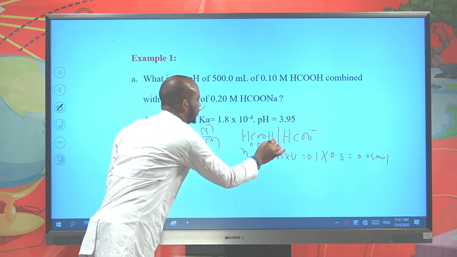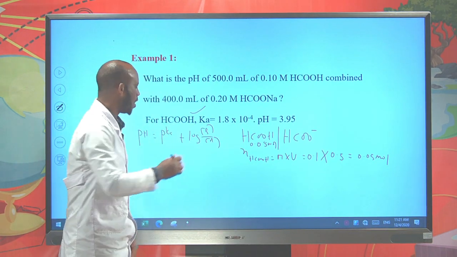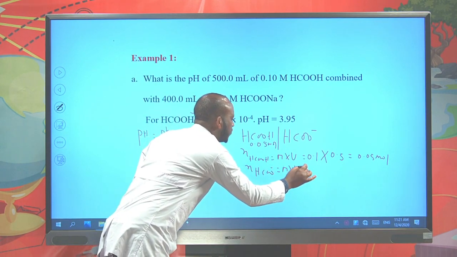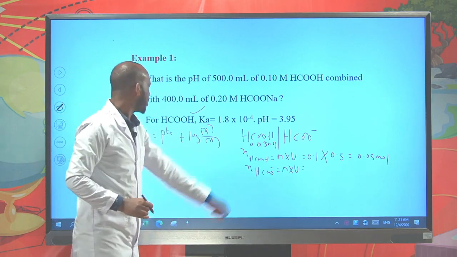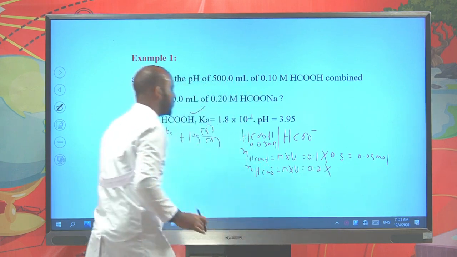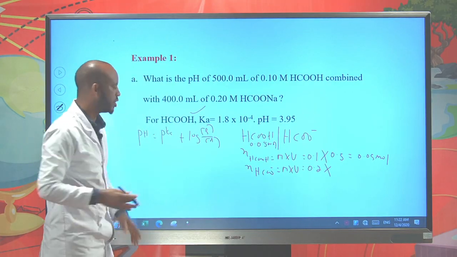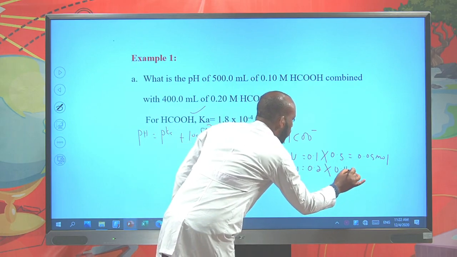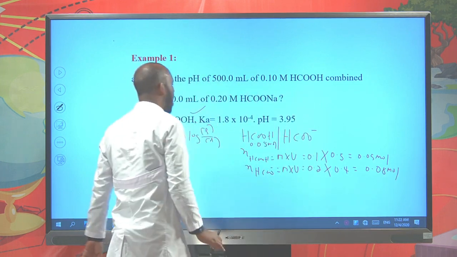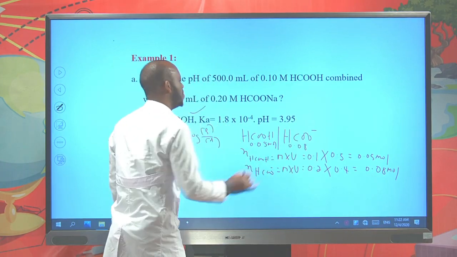The amount of formate ion equals the number of moles of formate, HCOO minus, again molarity times volume of the solution. Molarity of formate is 0.2 mole per liter times volume of formate, 400 milliliters. In liters it is 0.4 liter, and 0.2 times 0.4 is 0.08 mole. Now, the amount of formate mixed with formic acid is 0.08 mole.